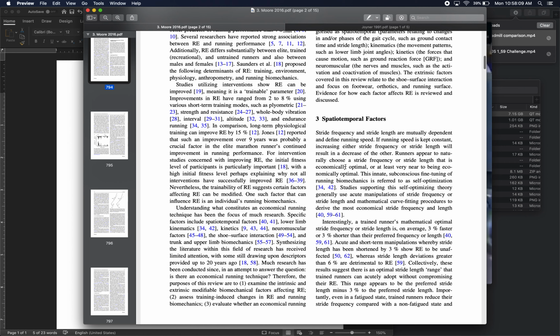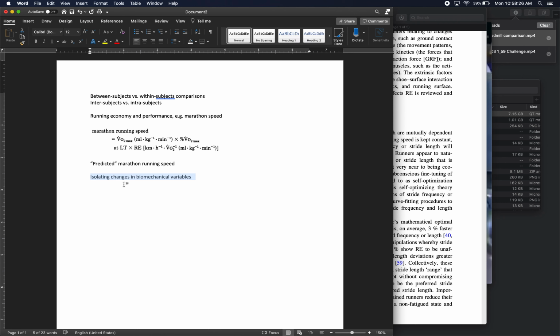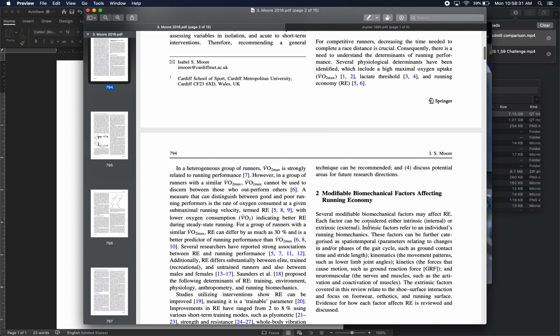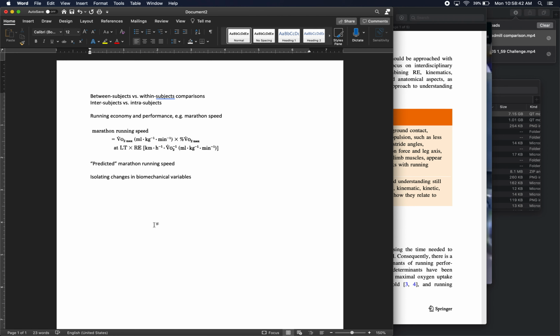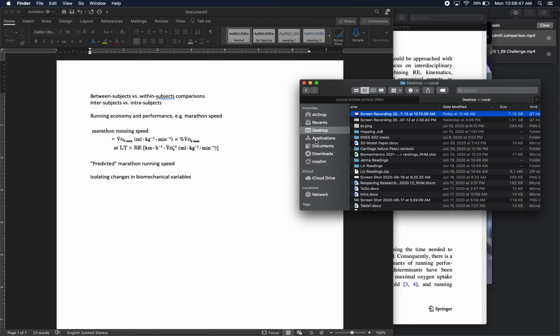The spatiotemporal factors are first here, generally because they're the simplest of the running biomechanics variables that are included here, and they're also the ones that are most accessible to changing within an individual to examine their running economy. Now, that's where I wanted to get into this latter point here on my list of topics, isolating changes in biomechanical variables, which the author also notes here in the abstract on assessing variables in isolation. In biomechanics, it's really difficult to assess an isolated change of a variable. And I'll give you an example of what I'm getting at there.